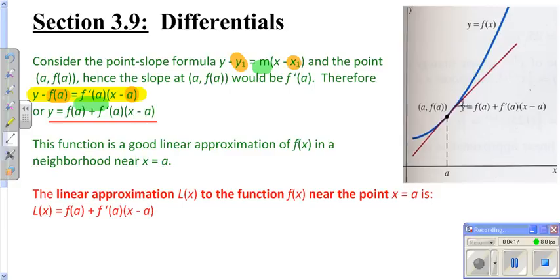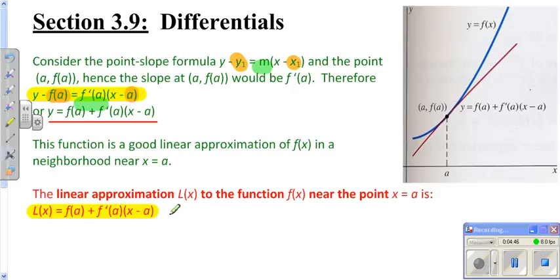For the most part, when you're looking at your graph over here, when you're looking at points close to x being a, there's not really much difference between your function and your tangent line. So we can really approximate anything on this curve in the neighborhood of a by just using your tangent line. And so that's what we are calling our linear approximation.